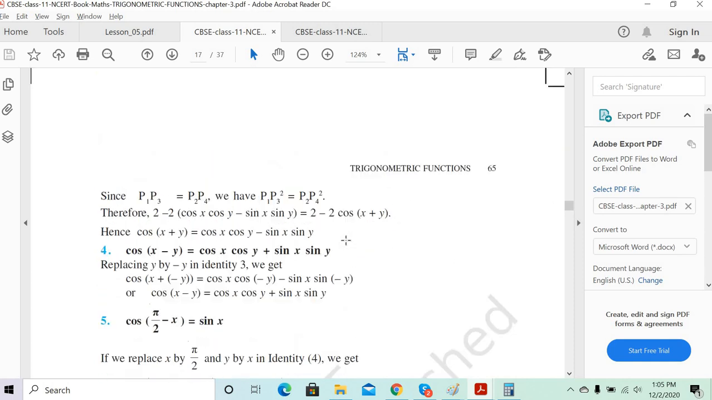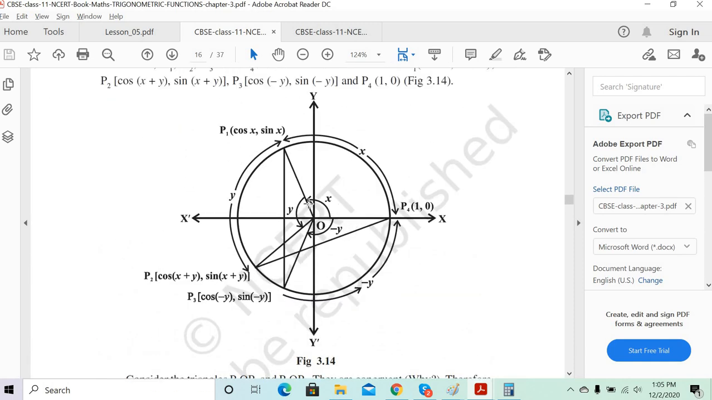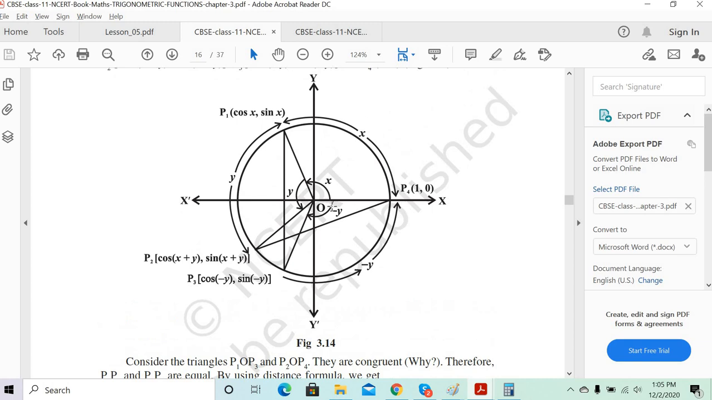In the unit circle, pi by 2 is which? The y-axis is pi by 2, going in the anti-clockwise direction, as in figure 3.14. From OP basically you go to the y-axis, which is pi by 2. Pi by 2 plus x means it is coming in the second quadrant, isn't it?